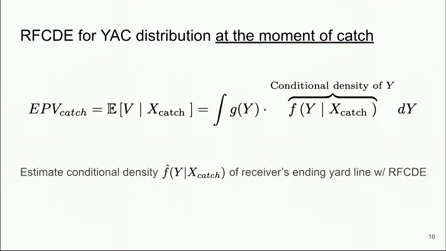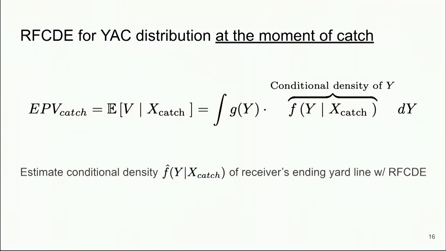So again, I'm going to focus on YAC, and now I'm going to simplify things further by just focusing on a particular moment in time, the moment of catch. As before, to get the expected value within a play at the moment of catch, I need to integrate over a distribution for what I believe the yards after catch distribution looks like. So I'm going to begin with a conditional density estimate for the YAC, given information I have at the moment of catch, X catch here.